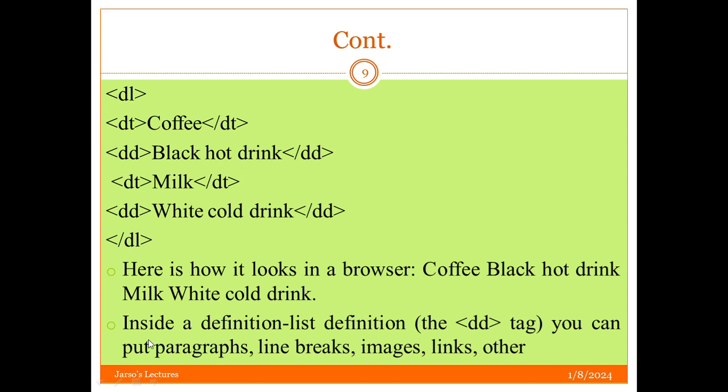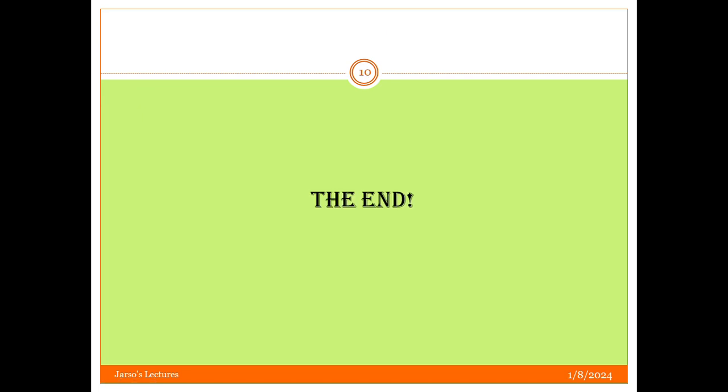But one very important point to look at inside the definition list: inside the DD tag, you can put a paragraph, you can put a line break, you can put an image, you can put a link, you can put audio, you can put video. This is the point. Inside the DD, or definition description, we can put all of those. This is all I have for this video.